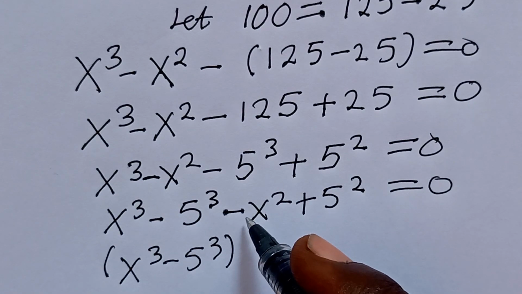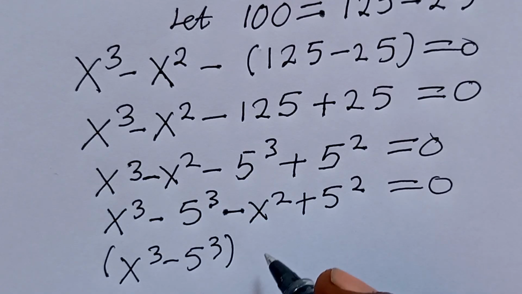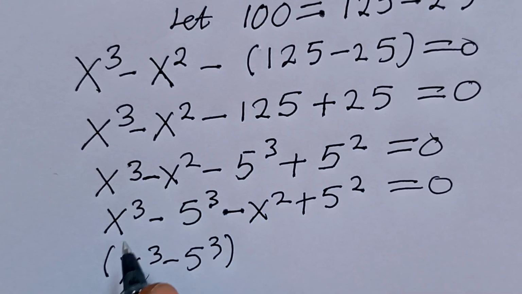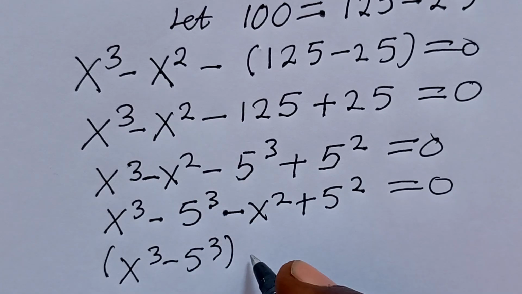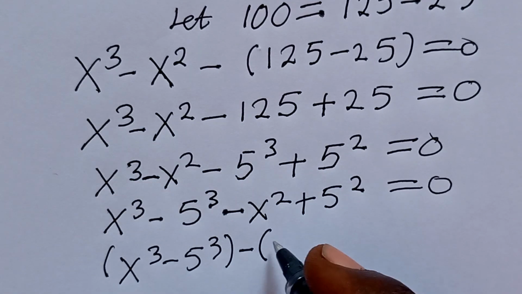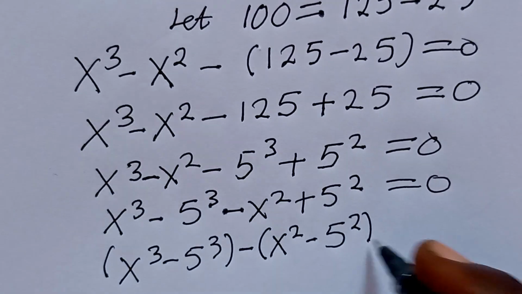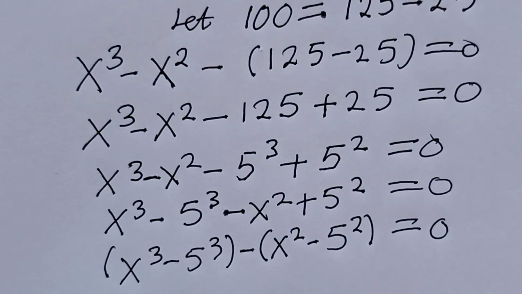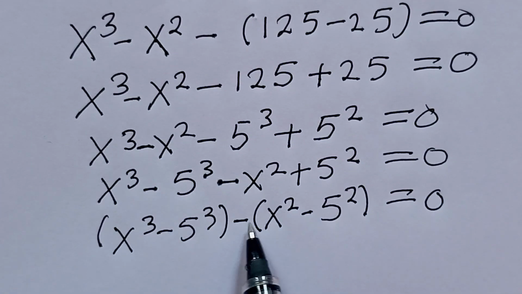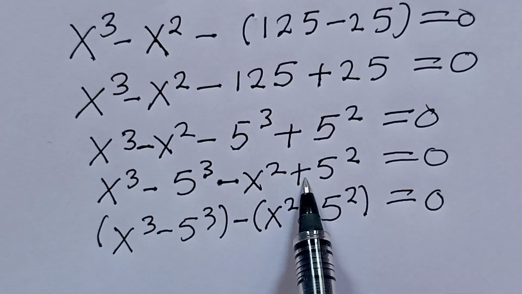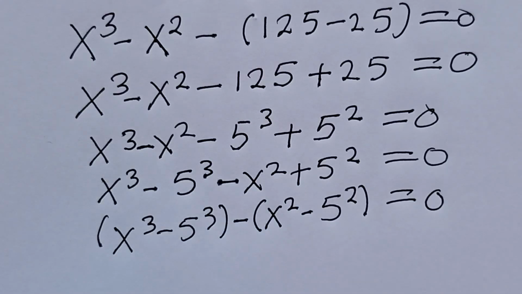And here we can also write it as, because we want to group it in such a way that we will have difference of 3 squares and also difference of 2 squares, factoring out minus from here, we're going to have x squared minus 5 squared equals 0. Because when we multiply this, minus times minus 5 squared is going to be positive 5 squared. So it's still the same thing.